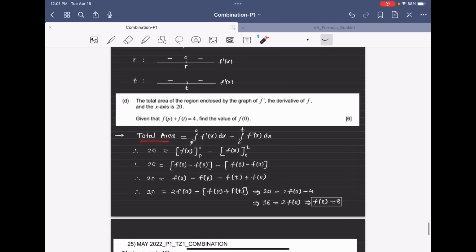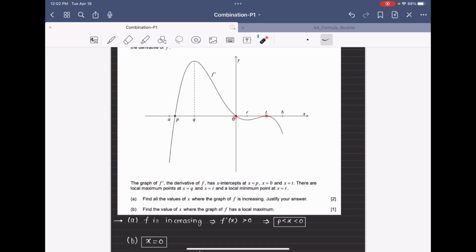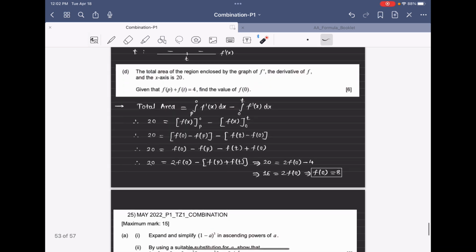So total area is lower limit p, upper limit 0, f dash x dx, because your original graph is not f of x, it's f dash x. And lower limit is 0 and upper limit is t, but it is below the x-axis. That is why I am writing here minus f dash x dx. So when you take the integration of f dash x, it becomes f of x. So integration and derivative get cancelled. F of x, lower limit is p here, upper limit is 0 here, minus integration of f dash x is f of x, lower limit is 0 here, upper limit is t here, is equal to 20.